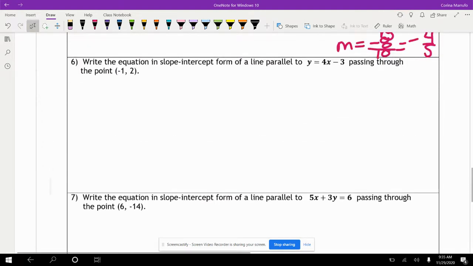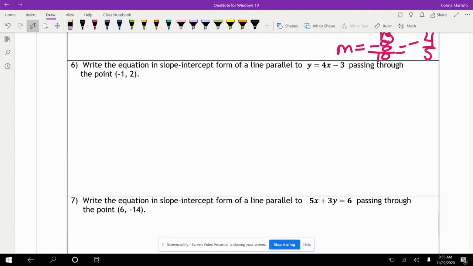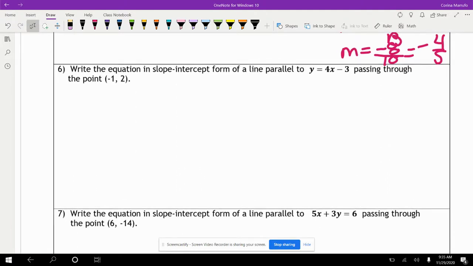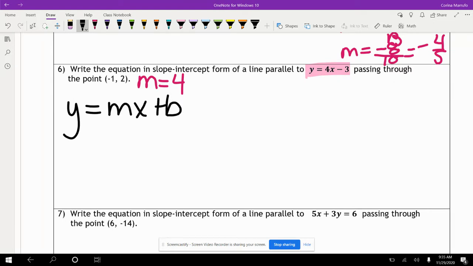All right, we're almost done. Number 6, it says, write the equation in slope-intercept form of a line parallel to y equals 4x minus 3 and passing through this point. So we're looking for an equation that is parallel to this line right here. In order for it to be parallel, it has to have the same slope, which is m equals 4. Then we're going to do the exact same thing that we did last week, or the week before, where we have our y equals mx plus b, and we're trying to find the equation of the line, and they give us the slope m.